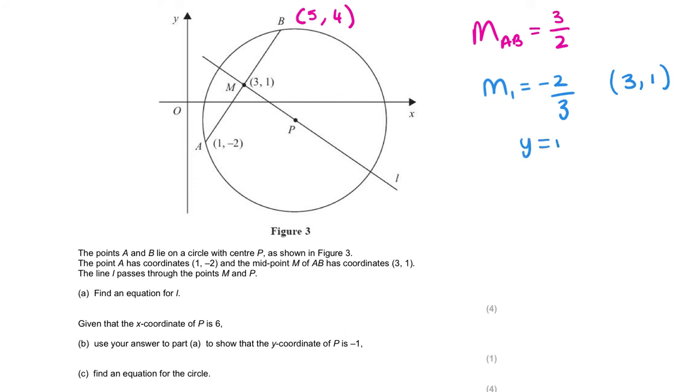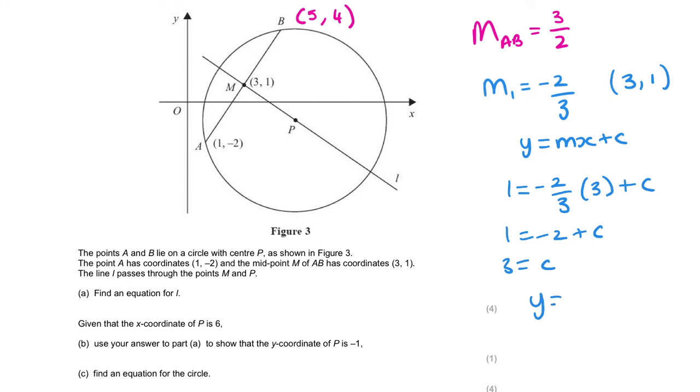So I can now start writing this equation. Remember, using y equals mx plus c, I'm going to get 1 equals minus 2 over 3, lots of 3, plus c. So I get 1 equals minus 2 plus c, so 3 equals c. So my equation is y equals minus 2 over 3 x plus 3. So there's my equation for L. Oh sorry, I forgot the x there.